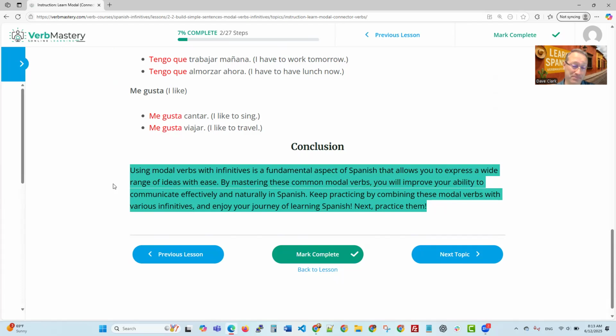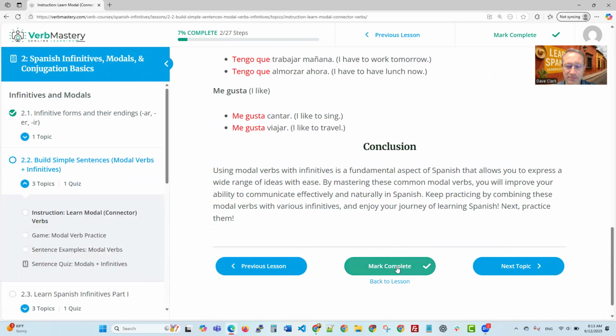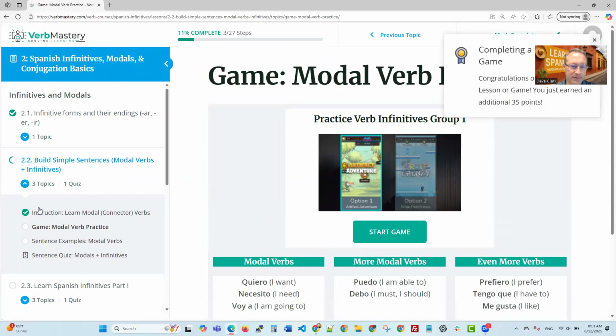Next, practice them. I'm going to reopen the navigation and mark complete here. You'll notice I put a little check mark on the left. It does this because I am logged in.